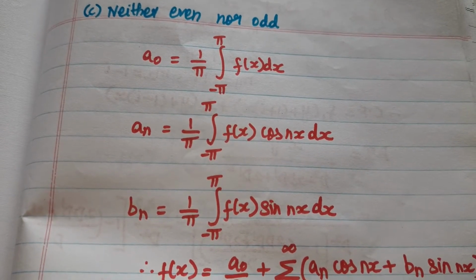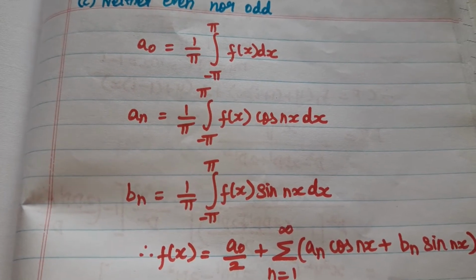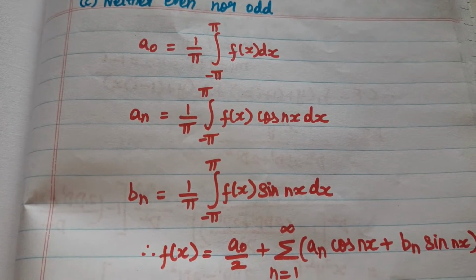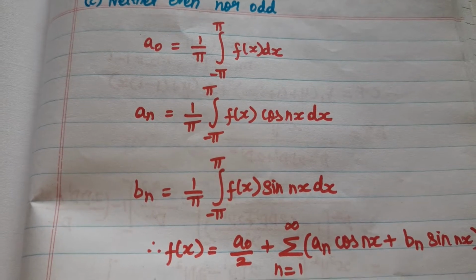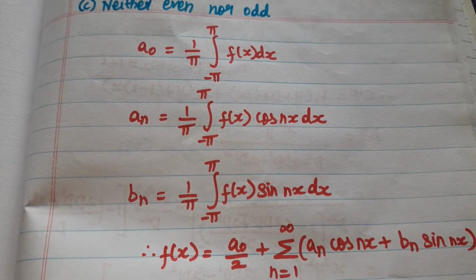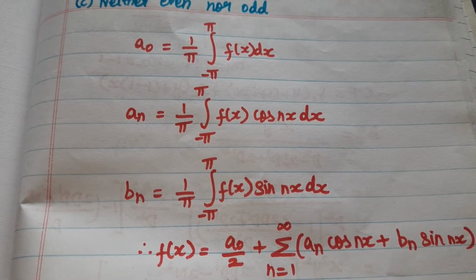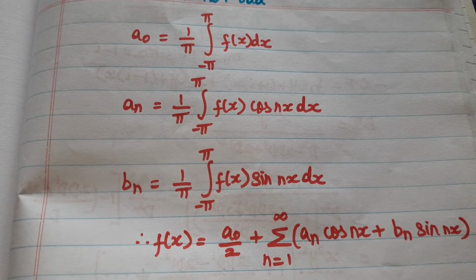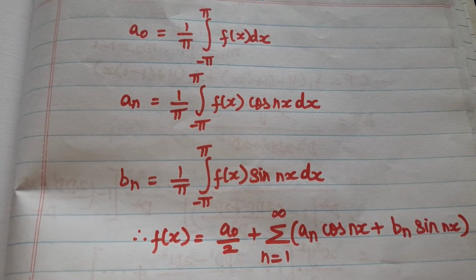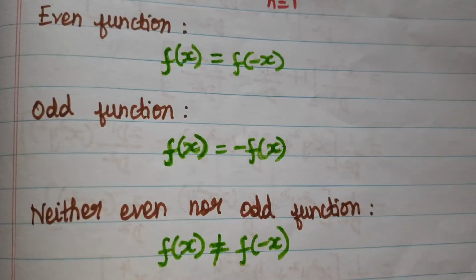Therefore f of x equal to summation of n is equal to 1 to infinity bn sin nx. Third one is neither even nor odd. Here a0 is equal to 1 by pi into integral of minus pi to pi f of x into dx, and an is equal to 1 by pi integral of minus pi to pi f of x into cos nx dx, and bn is equal to 1 by pi integral of minus pi to pi f of x into sin nx dx. Therefore f of x is equal to a0 by 2 plus summation of n is equal to 1 to infinity an cos nx plus bn sin nx.